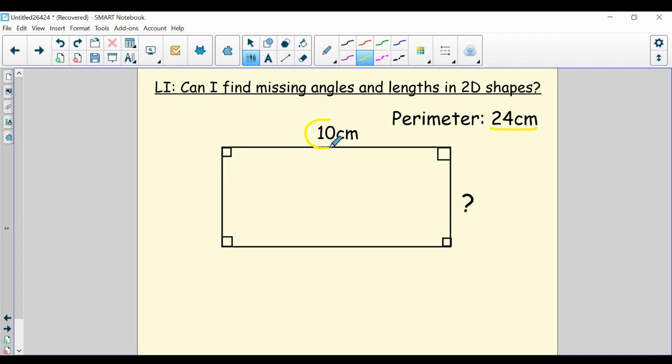We're also told that this top side is 10 centimeters. If I think back at what information I know about rectangles, I know that opposite sides are equal. Therefore, I know that this bottom side is also 10 centimeters. And I also know that this side is equal to this side, so they will be the same lengths.